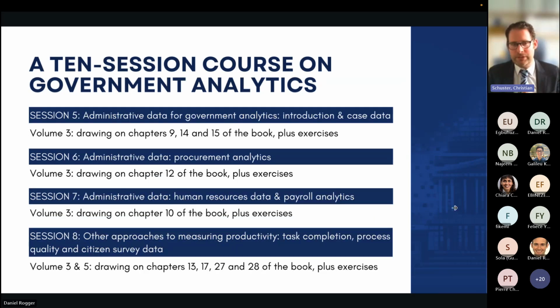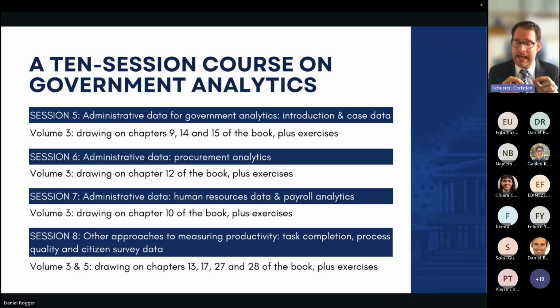And then after that, we would suggest that you have 3 sessions that focus on 3 core administrative data sources that every government has to some extent and that you can use to diagnose public administration. Session 5 is about introducing administrative data sources generally, and then looking at one particular administrative data source, which is case data. The idea that if you are a public administration organization that processes cases, for instance, a social security organization, a tax office, passport applications, driver's licenses, you're always processing cases, for instance, applications for a driver's license.